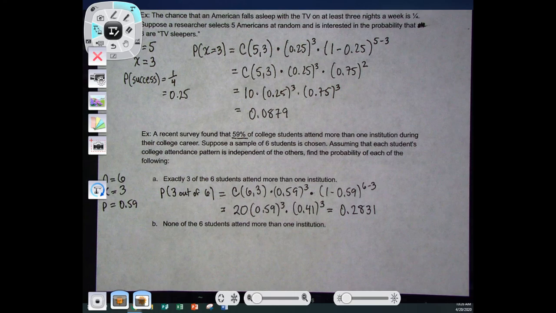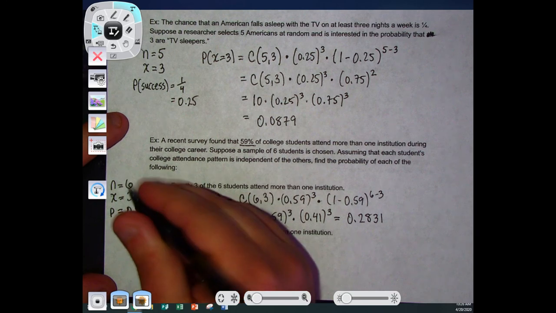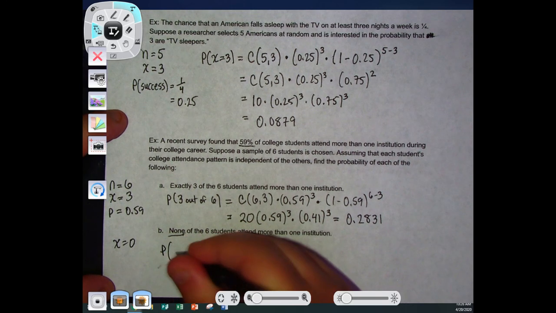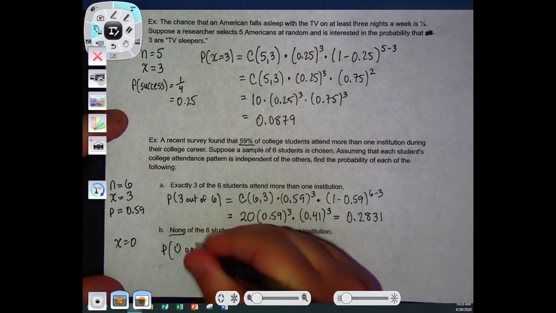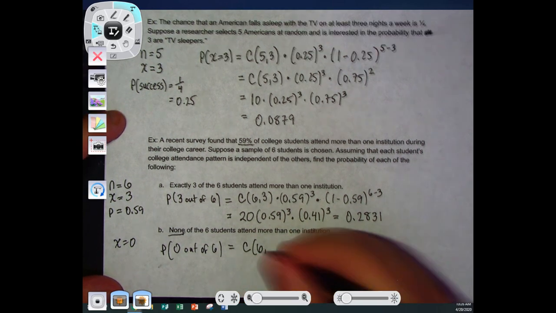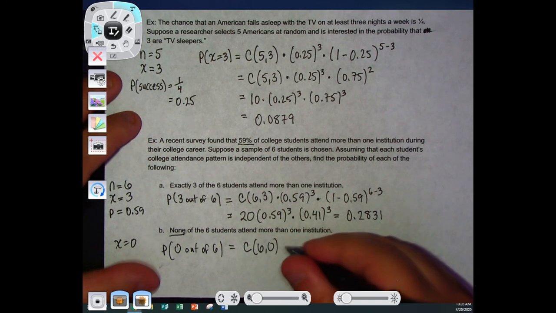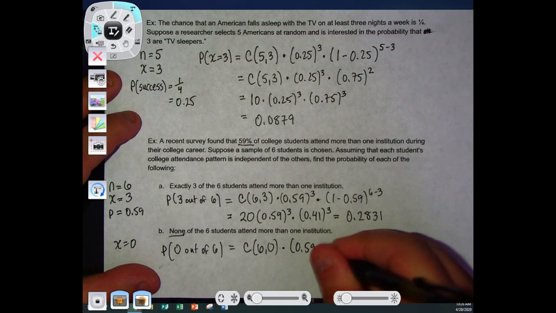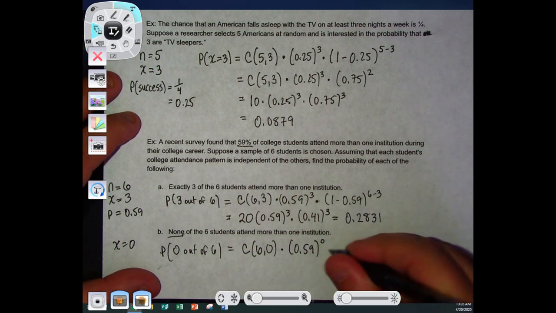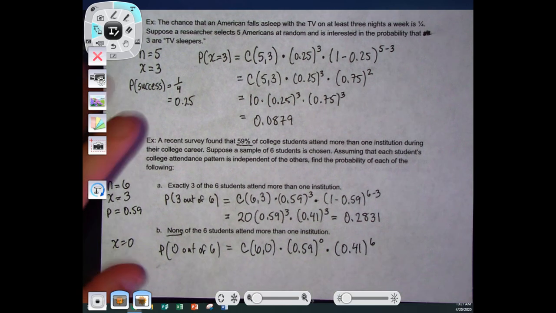Okay, now, this time, what if it's none? So we're going to use the same N and the same P, but this time our X changes to 0. So it'd be the probability of 0 out of 6. So that's the combination of 6 choose 0 times 0.59 to the 0 power times 0.41 to the 6th power.